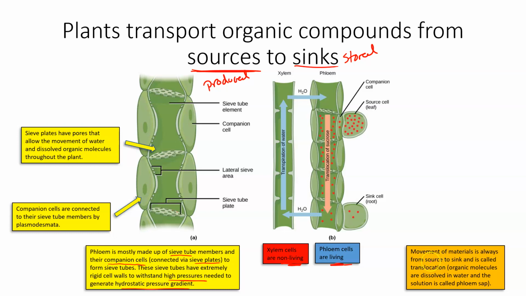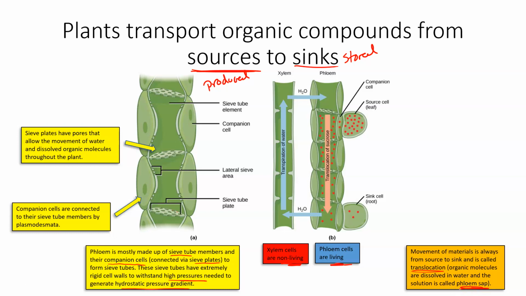Okay, the movement of materials is always from source to sink. Remember, source is where they are produced, and sink is where they are stored. This is called active translocation. It is organic molecules like sugars that are produced via photosynthesis. They are dissolved in water, and the solution is therefore called phloem sap.